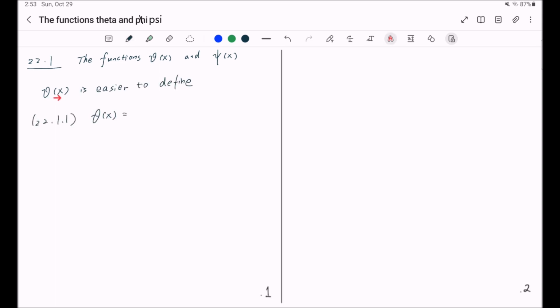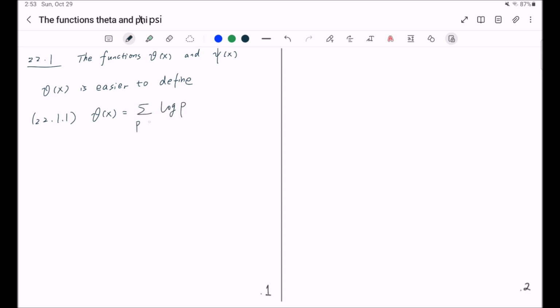For real number x greater than or equal to 1, as we always assume throughout this video series, theta of x is defined as the summation of log of p for prime p less than or equal to x. Whenever you see p in the sum, it always means a prime. So this is not a summation over all integers less than or equal to x. This is a summation for all prime numbers less than or equal to x.